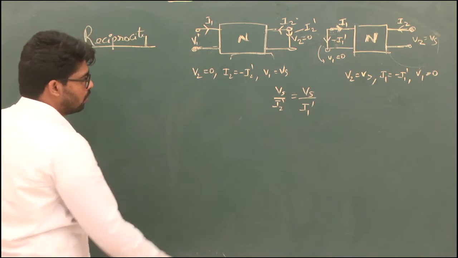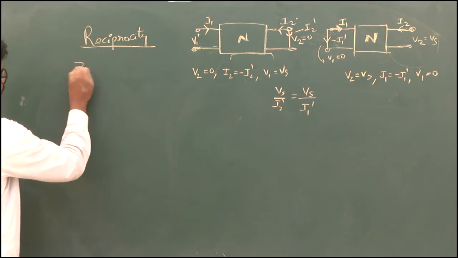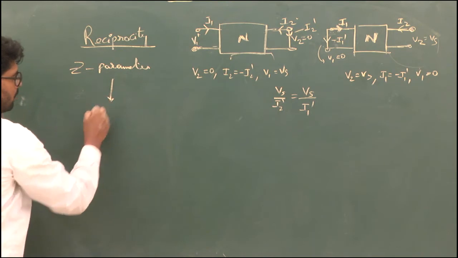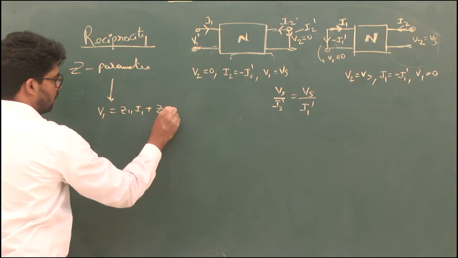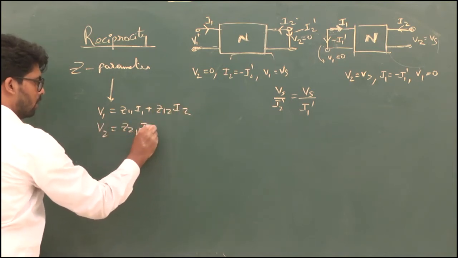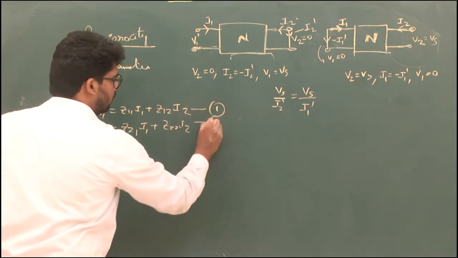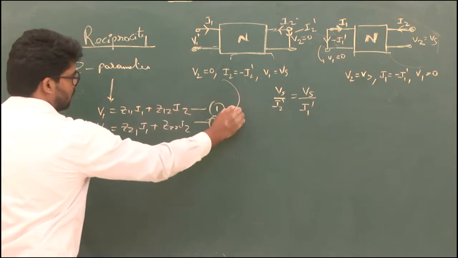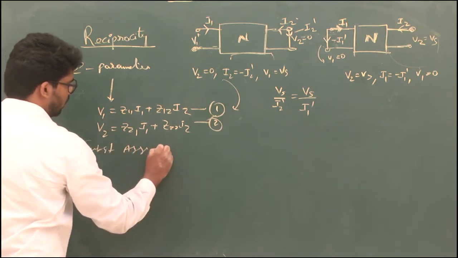Now we'll do the Z parameter thing. So what are the Z parameters you have? V1 equal to Z11 I1 plus Z12 I2 and V2 equal to Z21 I1 plus Z22 I2. These are named as equations 1 and 2. So substitute these assumptions in the above equations.